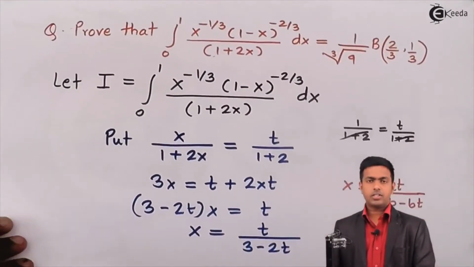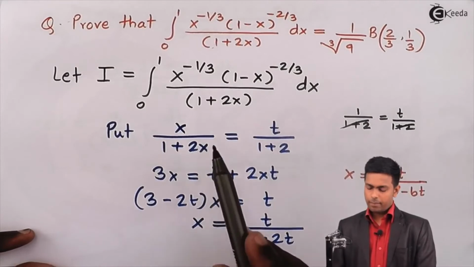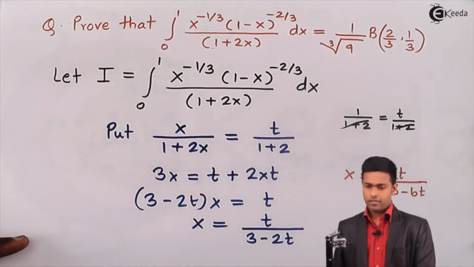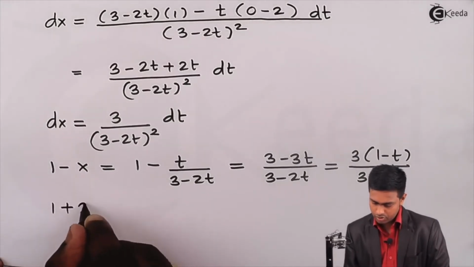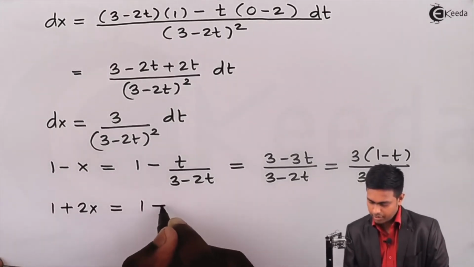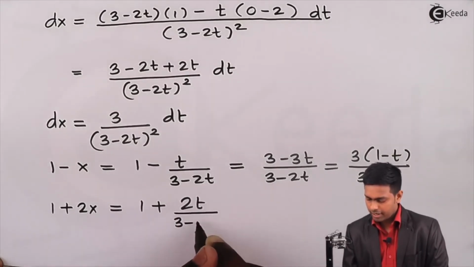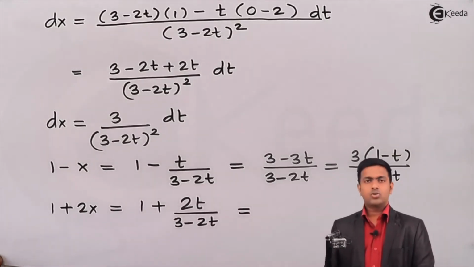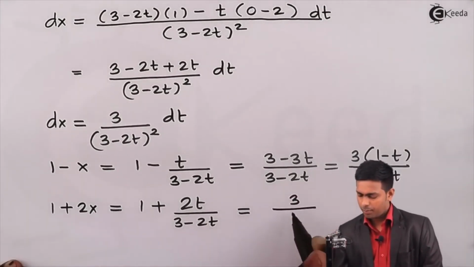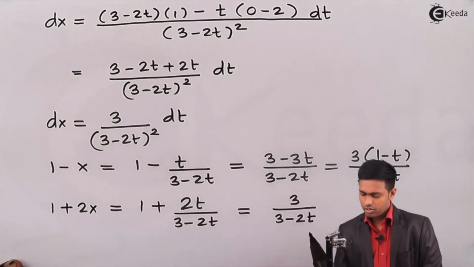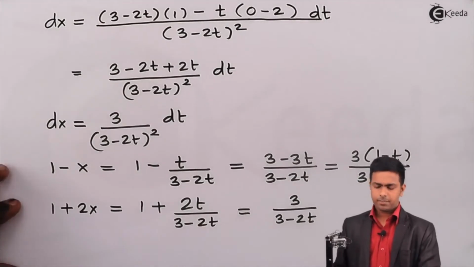Next, let's find out the substitution for 1 plus 2x. So that is 1 plus 2 into this value of x. So 1 plus 2x is equal to 1 plus 2t upon 3 minus 2t. So this will give us 3 minus 2t plus 2t, that is 3 upon 3 minus 2t. So guys, we got all the values. Now let's substitute all the values in the integration.